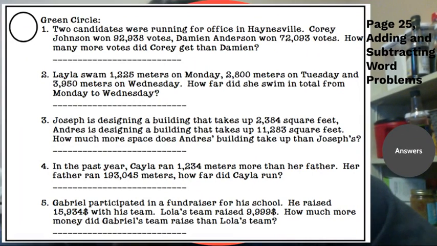So for this first one, it says two candidates were running for office in Hinesville. Corey Johnson won 92,938 votes. Damian Anderson won 72,093 votes. How many more votes did Corey get than Damian?